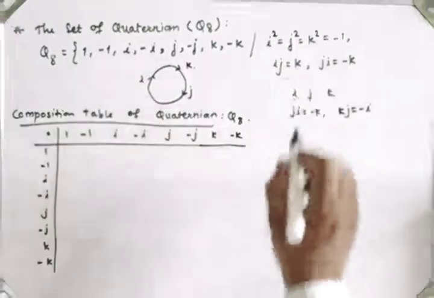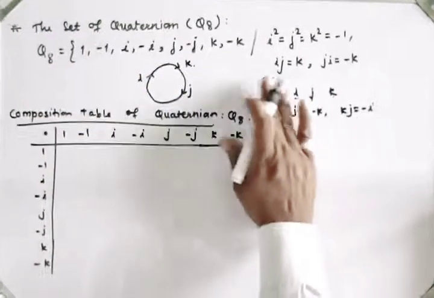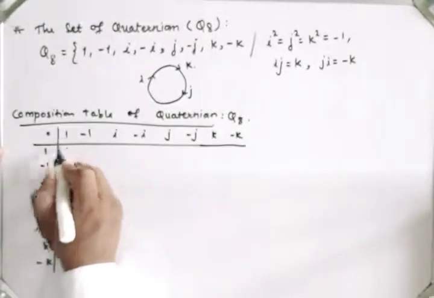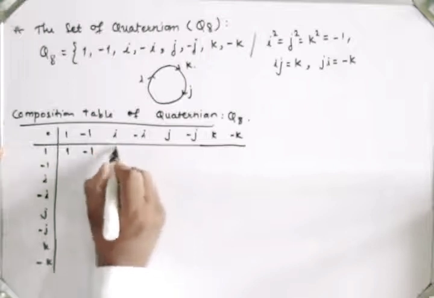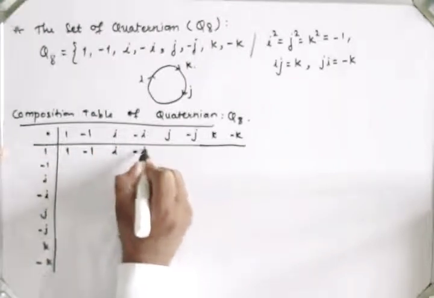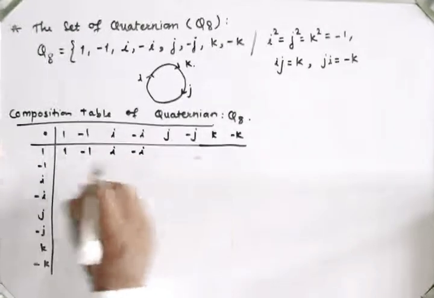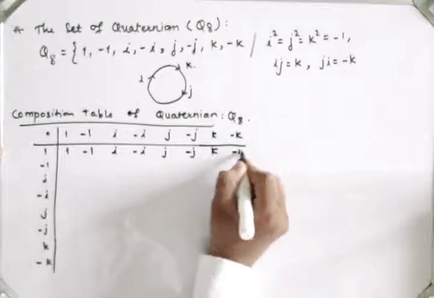So clockwise direction and anti-clockwise direction have different values. So I will prepare the composition table. So 1 into 1, 1. 1 into minus 1, minus 1. 1 into i, i. 1 into minus i, minus i. So 1 is the identity element. So this row as it is: j, minus j, k, minus k.